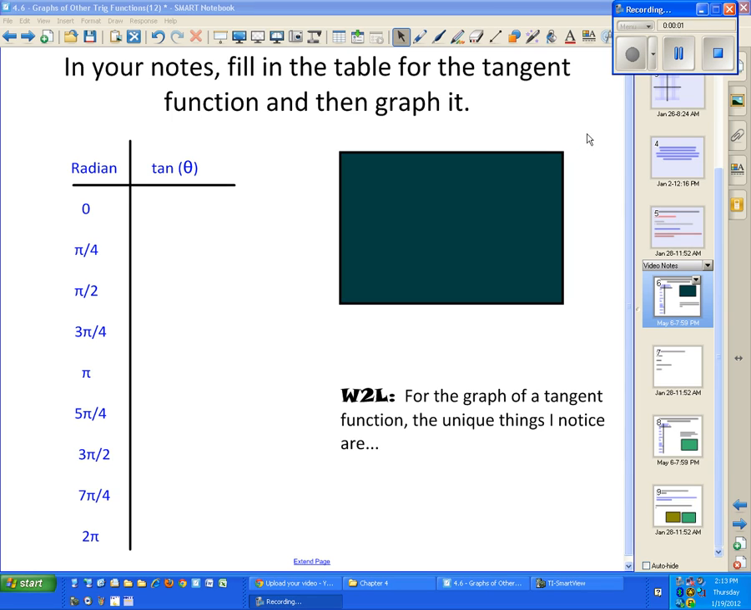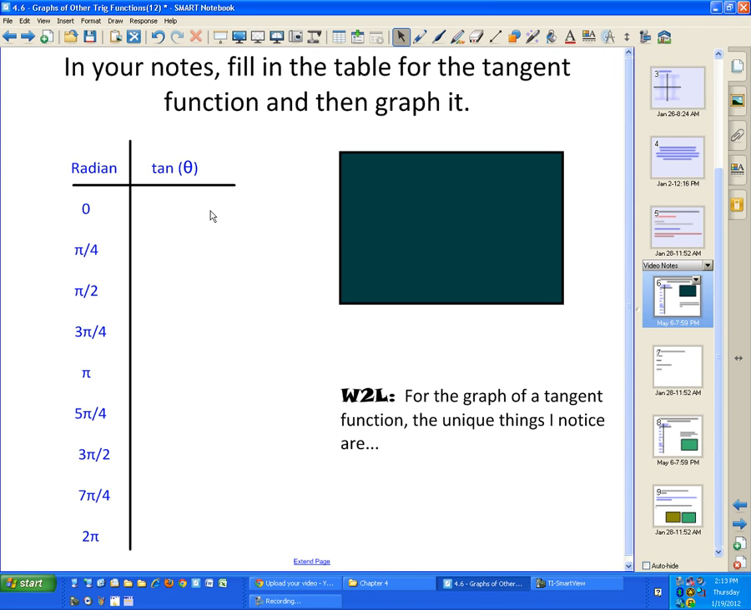Hello and welcome to section 4.6. In this section we're going to talk about graphing other functions besides sine and cosine. And so first thing you need to do is copy this table down, and we're going to fill in what the tangent of these guys are.